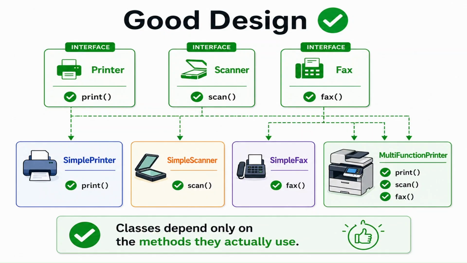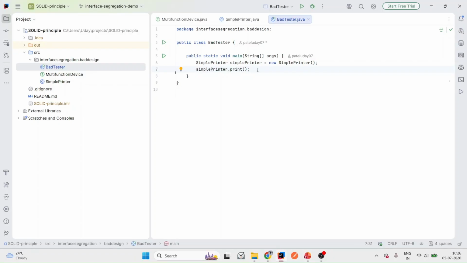Now let's say we have another device which has all the abilities. This multifunction printer has the ability to print, scan, and fax. So if this class has the ability to do all of these things, it will implement all three interfaces and implement those methods. Let me show you how exactly it looks when we convert this slide to classes and interfaces. So let me go to my IDE.